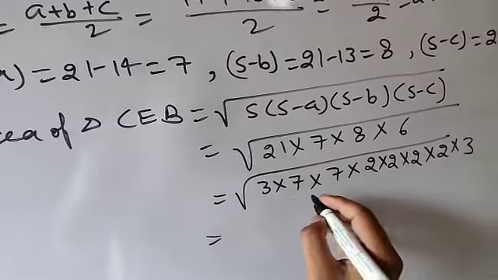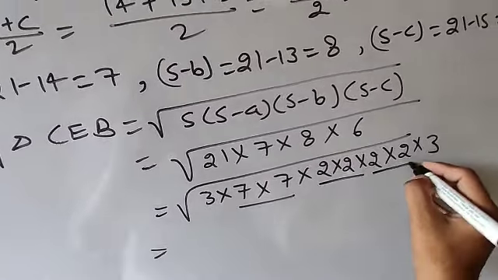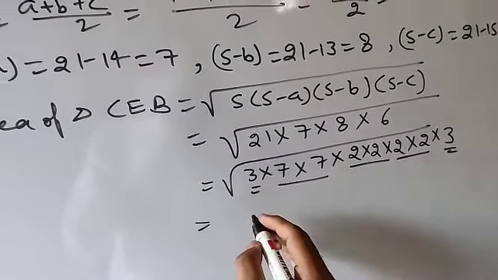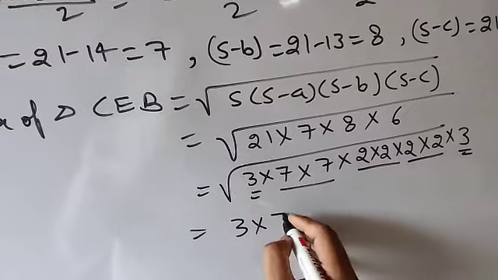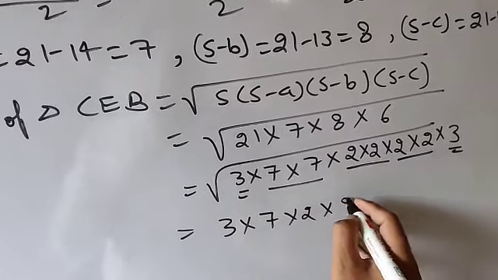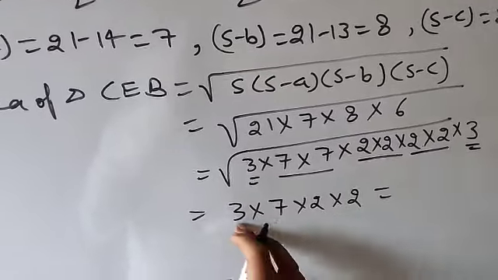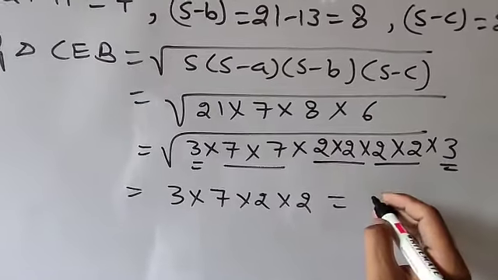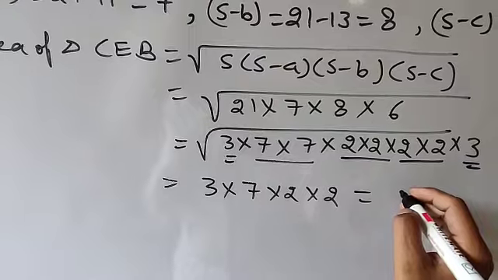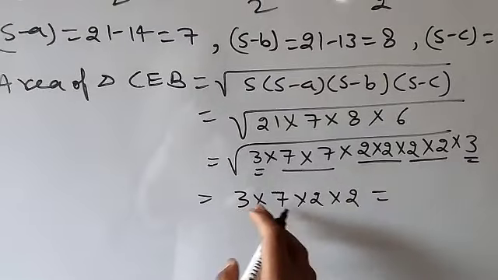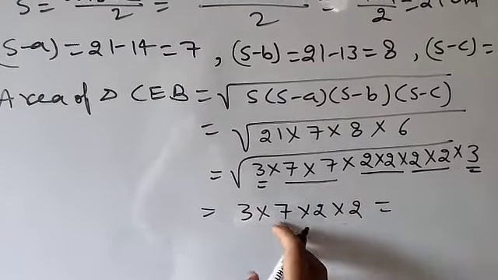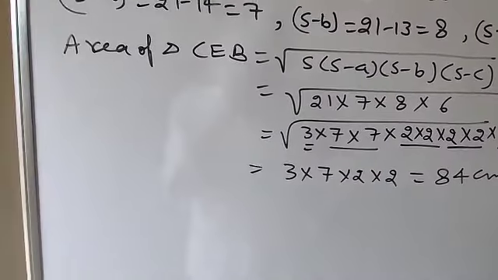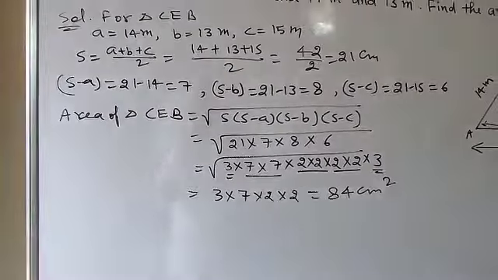Now you need to make the pairing. 7 is in the pair, 2 is in the pair, 2 is in the pair and 3 is also in the pair. So pick one number from each pair. So it can be written as 3 into 7 into 2 into 2. That is equal to, sorry, 2 4s are 8, 3 8s are 24, 24 into 7... that is 84 centimeter square. So that is equal to 84 centimeter square.